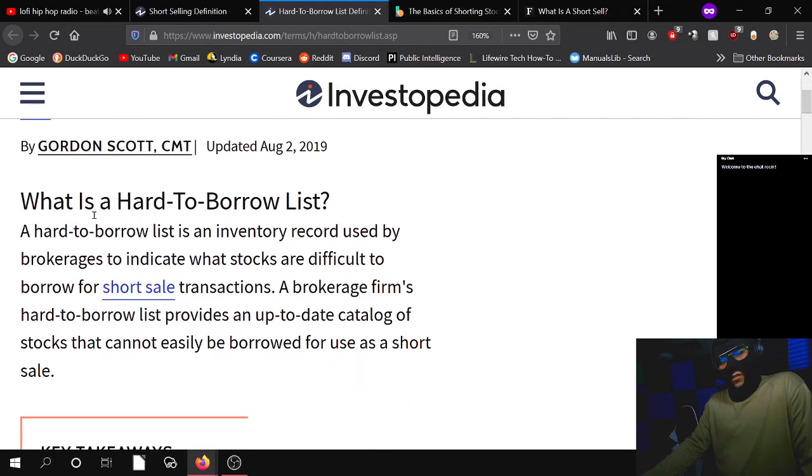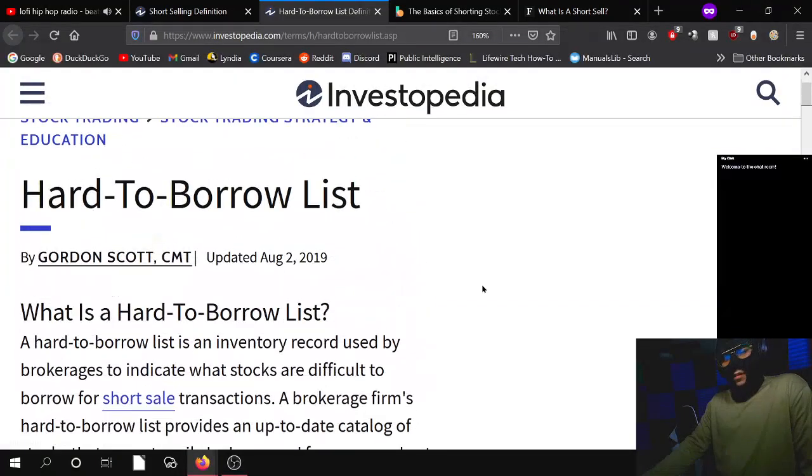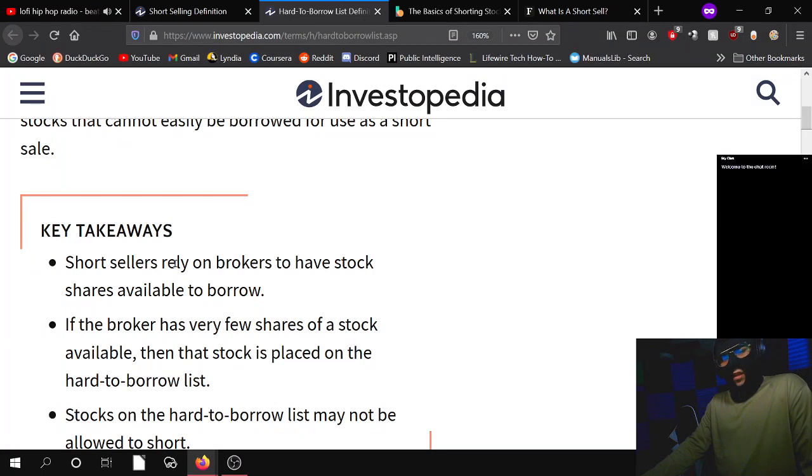Hard to borrow list. What is a hard to borrow list? A hard to borrow list is an inventory record used by brokerages to indicate what stocks are difficult to borrow for short sale transactions. A brokerage firm's hard to borrow list provides an up to date catalog of stocks that cannot easily be borrowed for use as a short sale. Gotcha.